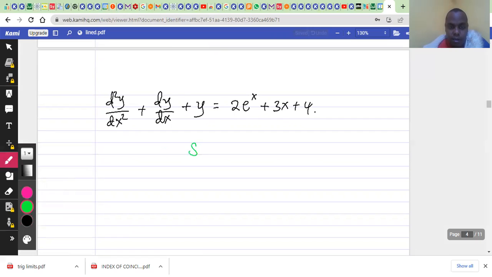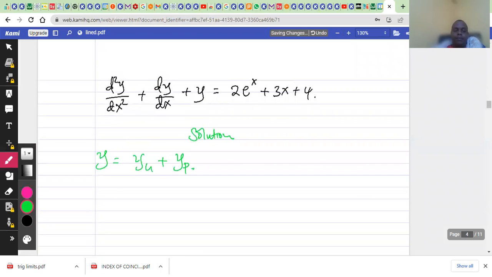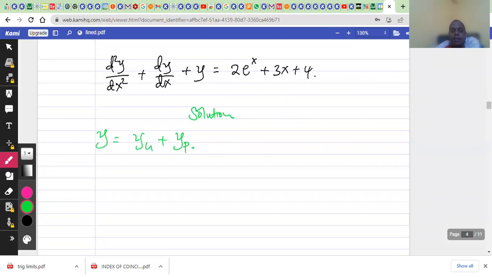So our solution is going to be, of course, y equals the homogeneous solution plus the particular solution, right? It will depend on the auxiliary solution, isn't it? Yeah. Then the homogeneous solution will depend on the characteristic polynomial. Yes. So the associated polynomial is going to be lambda squared plus lambda plus 1 equals 0.